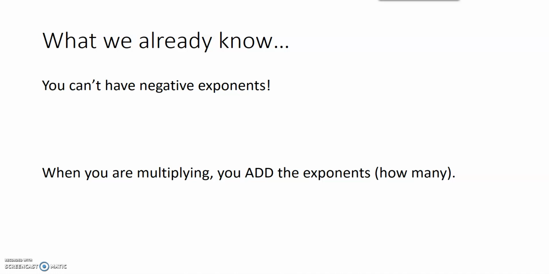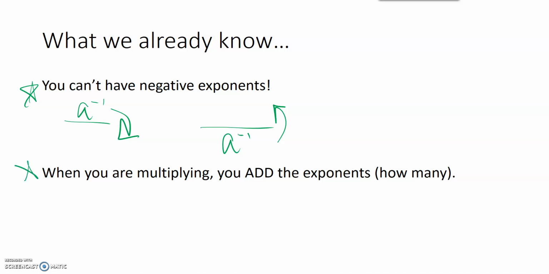So what we already know, first thing here, you can't have negative exponents. If it is negative in the top, it moves to the bottom. And if it is negative in the bottom, it moves to the top. And then the exponent becomes positive, whatever that exponent is. And that's the first thing we want to fix on any problem, is get rid of negative exponents. It makes our problem a lot easier to work with and a lot easier to simplify.